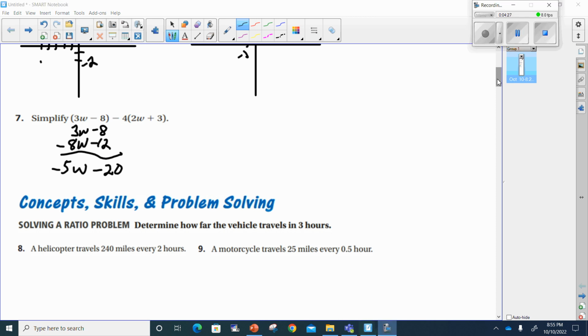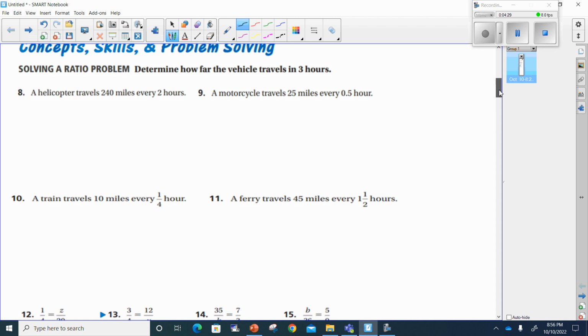All right, let's go to number 9 now. It says determine how far the vehicle travels in 3 hours. This motorcycle travels 25 miles every 0.5 hours. So remember, we're trying to find out what 3 hours would be. So we'll put the 3 on the bottom with the hours, and we'll put the x on top.